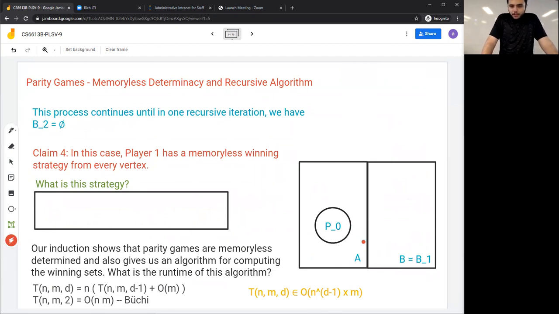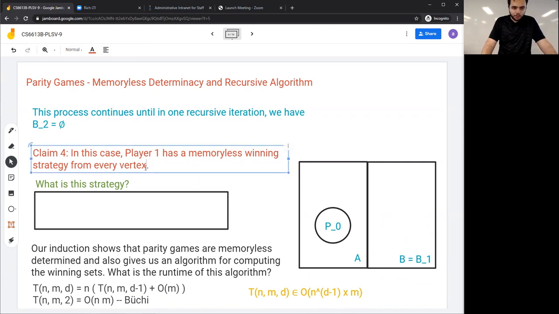And basically what this means is that I had this set P0, I computed its attractor for player one, which was A, I computed the trap. And then in the subgame in that trap, player one wins everywhere. Okay, so my claim in this case is that, well, player one has a memoryless winning strategy from every vertex, and this is in the original game.